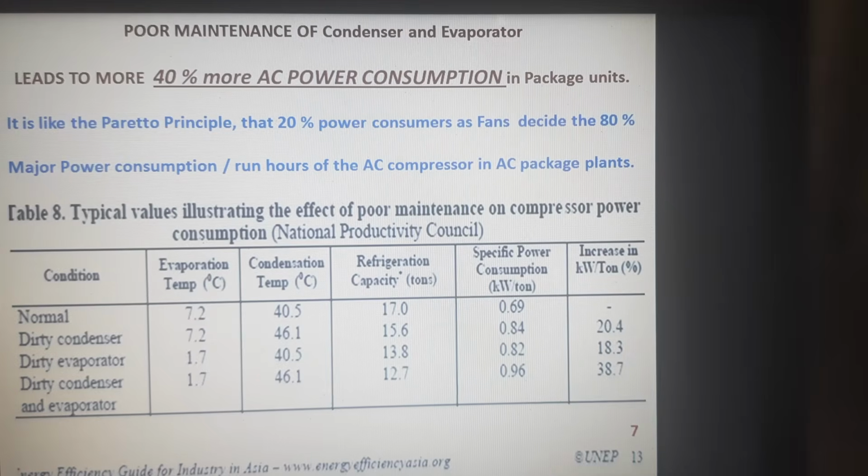Coming to why the AC is consuming more power, poor maintenance of the condenser and the evaporator leads to almost 40% of the AC power consumption in package units. It's like the Pareto principle: 20% of the power consumers, the fans, decide the 80% of the compressor run hours. It is applicable to your split AC also. With a dirty condenser, the kilowatt per ton increases by 20%, and a dirty evaporator by almost 18%. Almost 40% of the power consumption goes up when your indoor evaporator coil, fan and the outdoor condenser coil, both the coils, are choked. It will automatically raise your AC power bill by 40% as such.